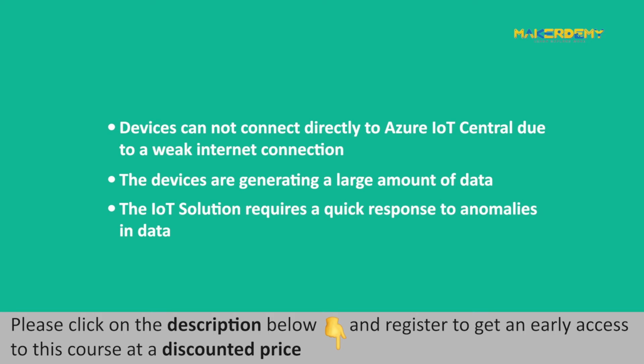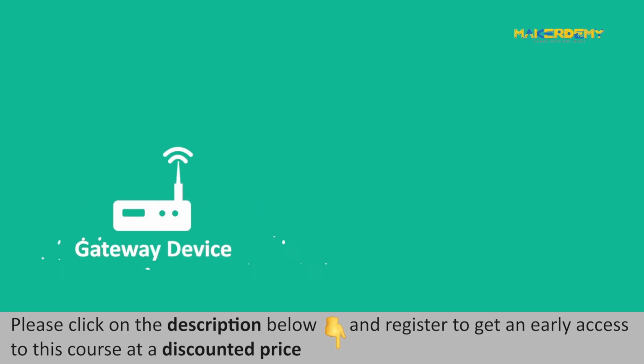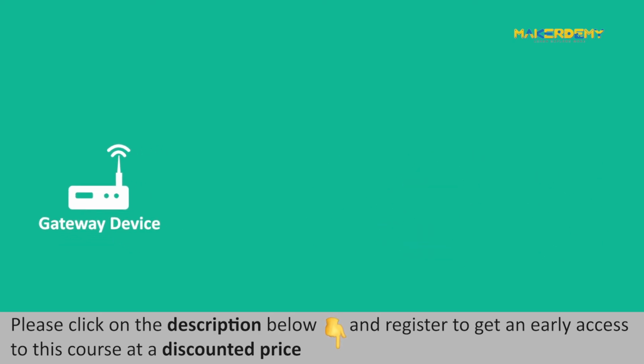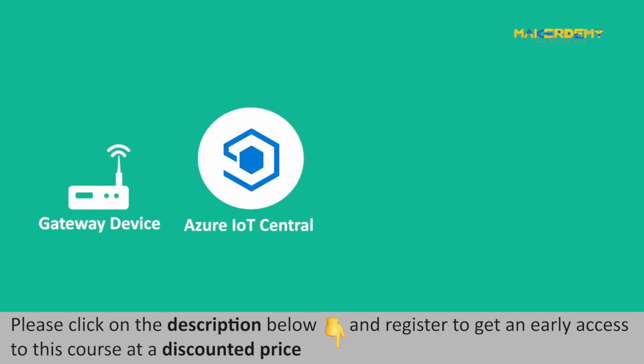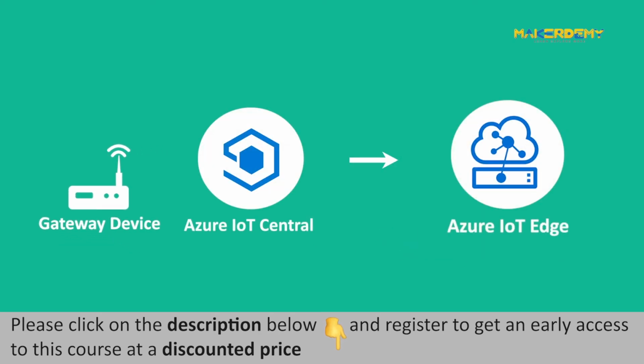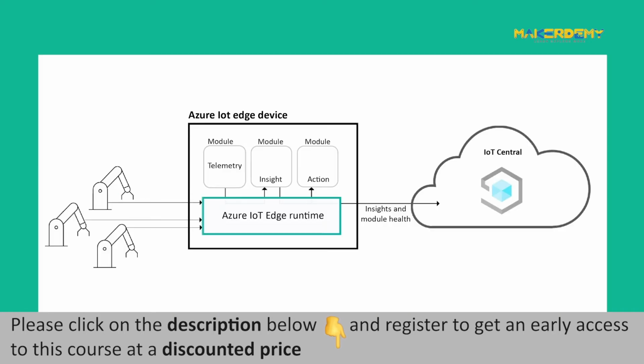The IoT solution requires a quick response to anomalies in data. One can run rules on a gateway device and not on the cloud for fast responses to identify anomalies. The gateway device requires more processing power than a standalone IoT device. The best way to implement gateway devices with Azure IoT Central is to use Azure IoT Edge. Connect IoT devices to Azure IoT Edge first, and then to Azure IoT Central in place of connecting IoT devices directly to the IoT Central.